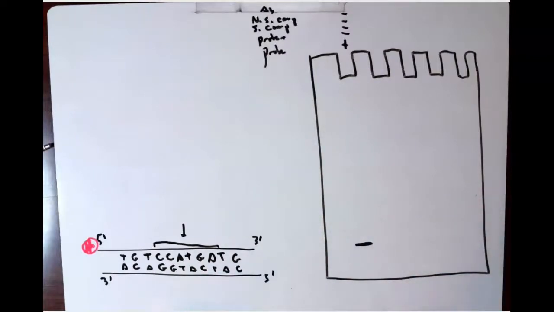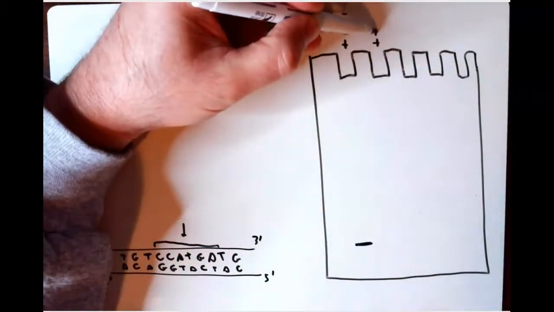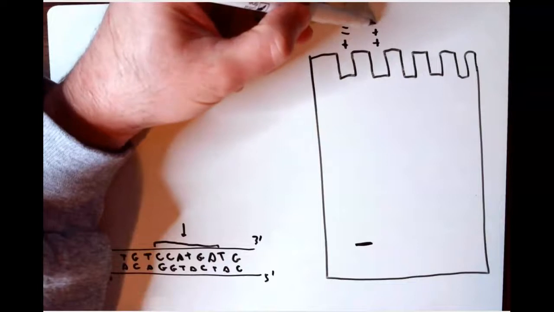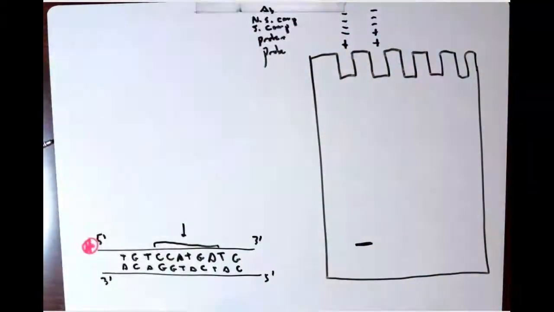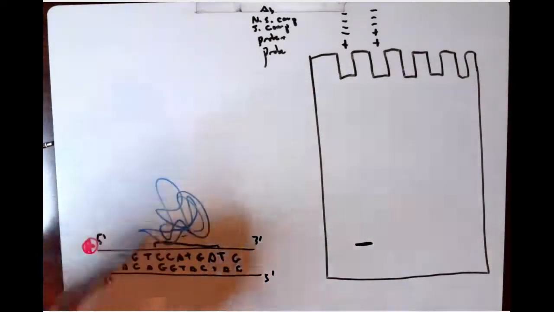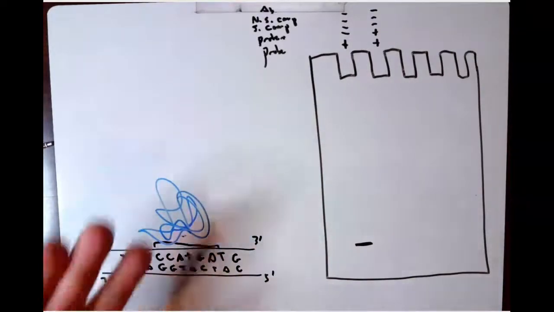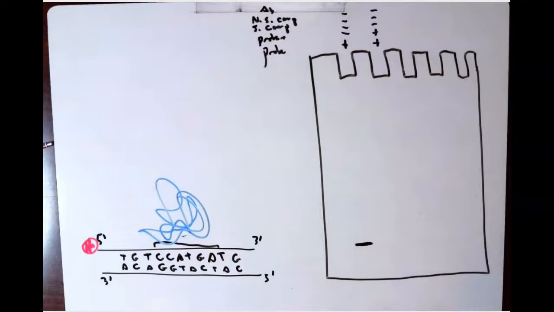So now if we repeat the running, but we add the probe and the protein that we're interested in, we don't add any competitor or antibody, we just add the probe and the protein. What we can imagine is that if this protein binds to this sequence, then when we add the protein to the reaction mix, we'll form a DNA-protein complex. The protein is binding to its recognition sequence.